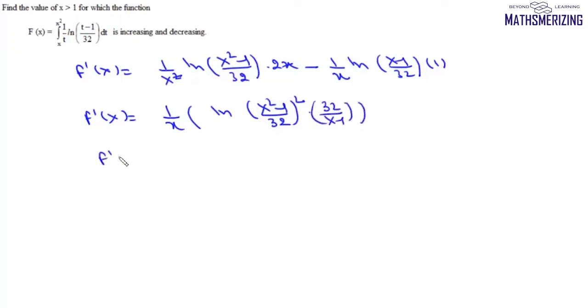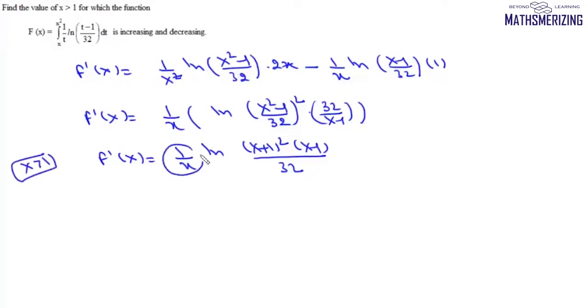So we can write this f dash x as 1 by x and then log. Now this one will be (x plus 1) square into (x minus 1) square, and this x minus 1 will cancel once. So it will be (x minus 1) upon 32. Now first we need to find critical points. Since in the question it says x is greater than 1, this 1 upon x is always positive. So we need to find critical points for this expression.